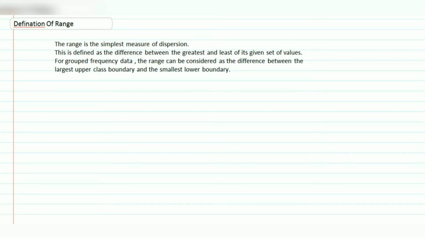The range is defined as the difference between the greatest and least of a given set of values. The range is denoted by R, and it is the difference between the highest value and the lowest value. For grouped frequency type data, the range can be considered as the difference between the largest upper class boundary and the smallest lower class boundary. Let's see some examples here.